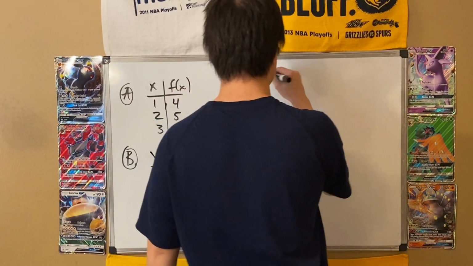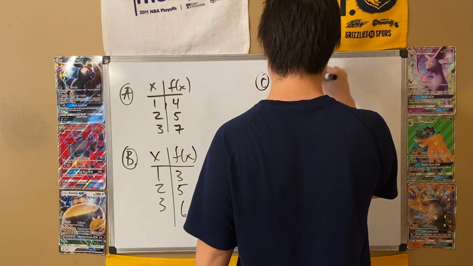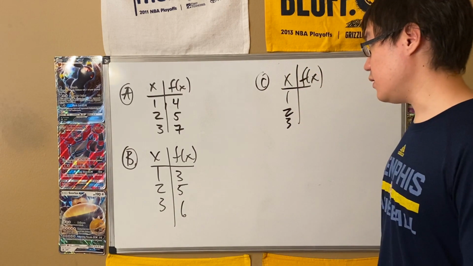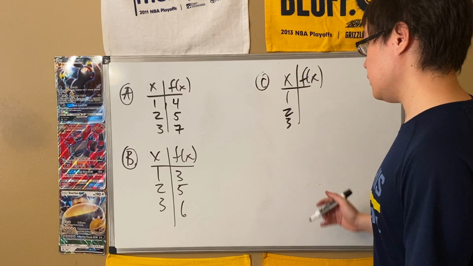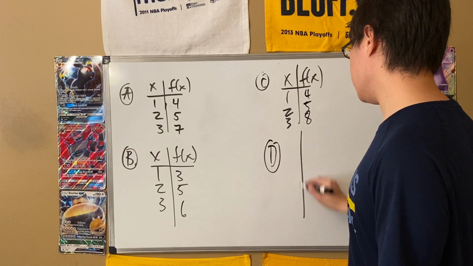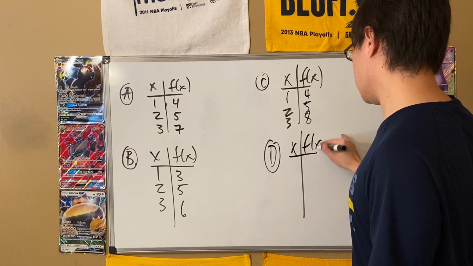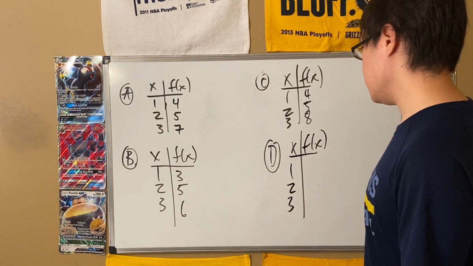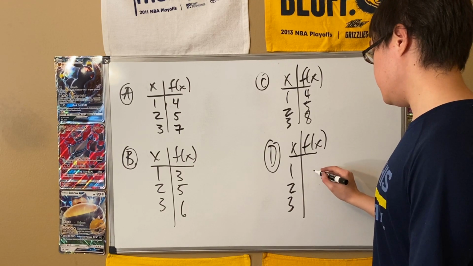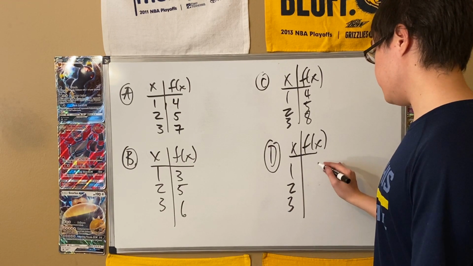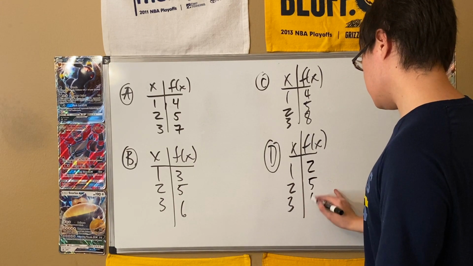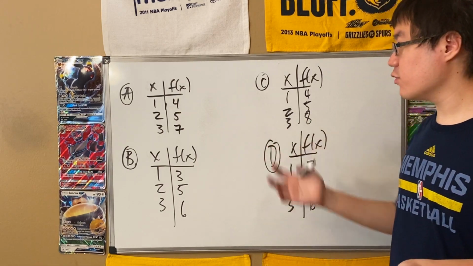Then we have another row. Hopefully I'm not messing up here because that would be embarrassing. But let's say we have 4, 5, and 8 instead. And finally, let's say we have 3, 5, 2, 5, and 7. So these are going to be my new 4 tables.